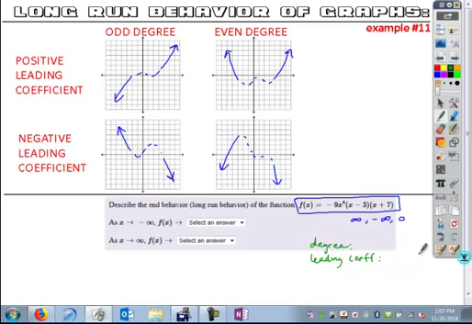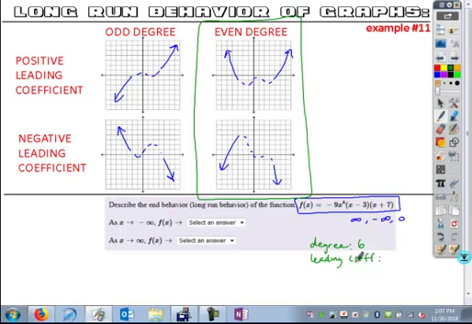And if you're given the factored form, you don't have to physically expand this out. You can just look to see what your total power is going to be. You have a multiplicity of 4 for the x, a multiplicity of 1 for the x minus 3, so that's a total of 5, and then a multiplicity of 1 for the x plus 7, so that gives you a total degree of 6. So we're dealing with an even degree polynomial.